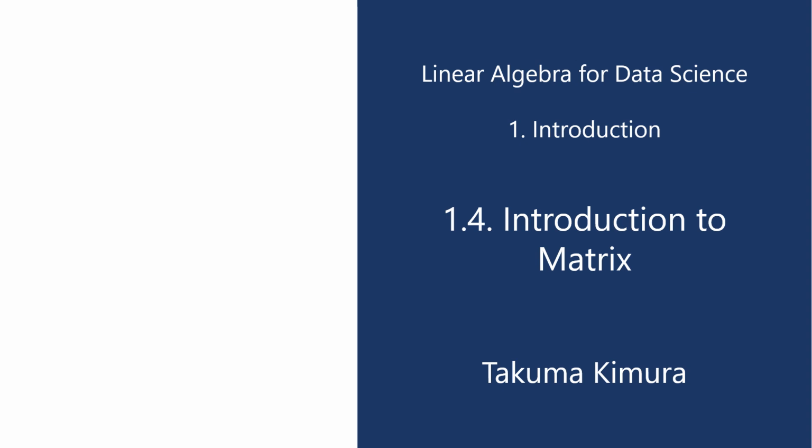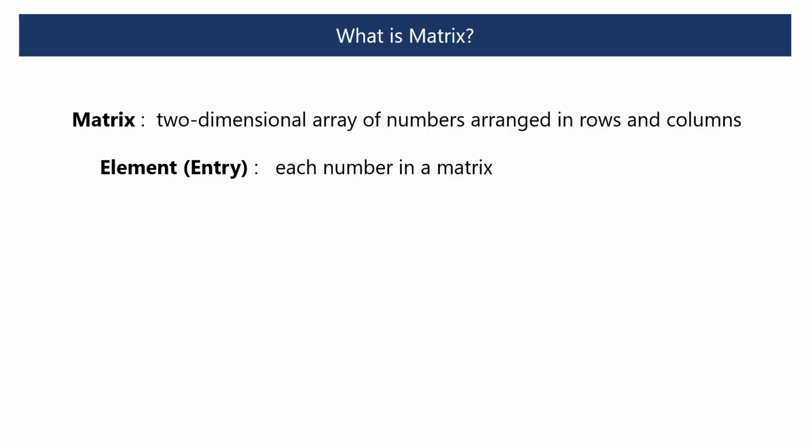Chapter 1, Section 4, Introduction to Matrix. In this video, I provide you with a brief overview of a critical concept of linear algebra, matrix. What is a matrix? Simply put, a matrix is a two-dimensional array of numbers arranged in rows and columns.